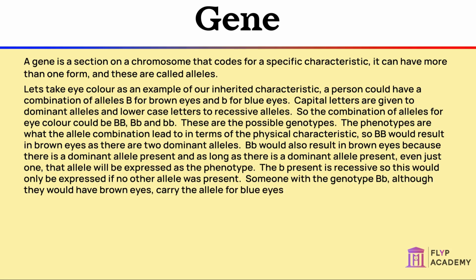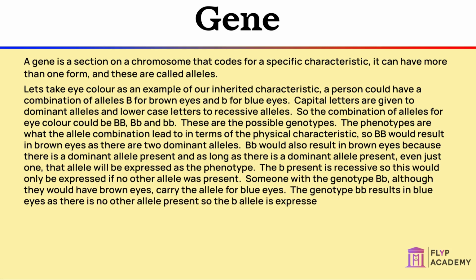The genotype small b small b results in blue eyes as there is no other allele present, so the small b allele is expressed as the phenotype. We can work out the interactions of the alleles using something called a Punnett square. It works very much like a multiplication grid. To find out the possible genotypes of offspring, we would need to know the genotype of the two parents.